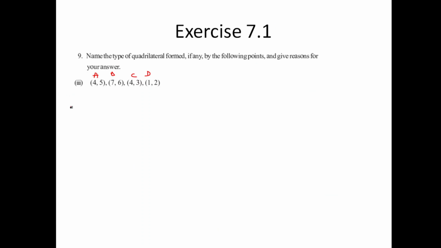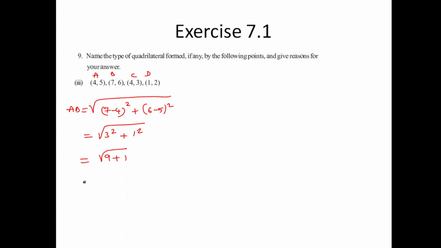So let me find the distance of A to B, which is under the root. As you have no negative signs over here, you can do it directly. So let's see, 7 minus 4 to the whole square plus 6 minus 5 to the whole square. So this is left with 3 square, and this is left with 1 square. So this is 9 plus 1. The resultant is how much? Root 10.